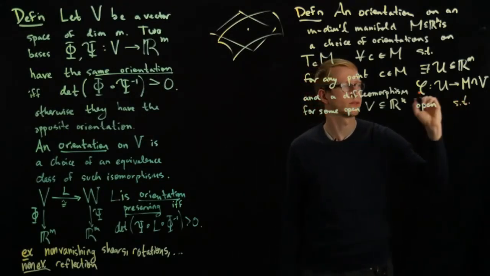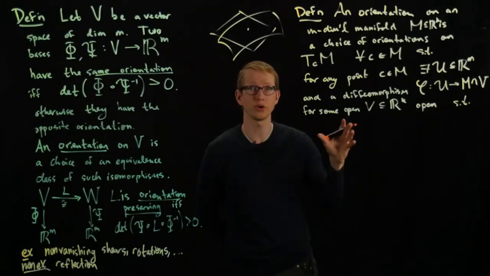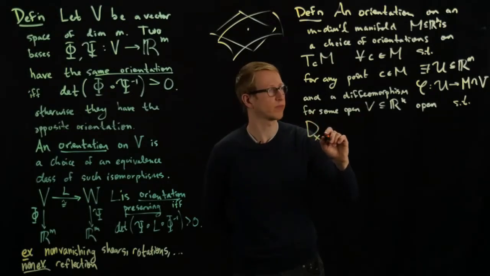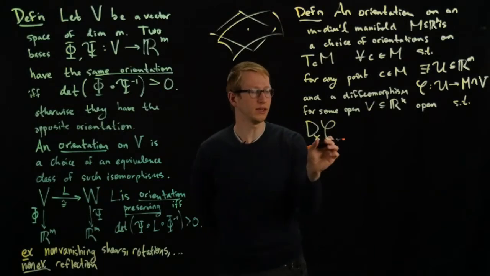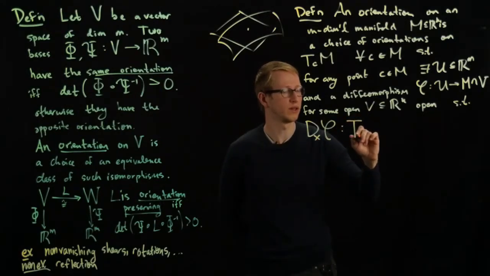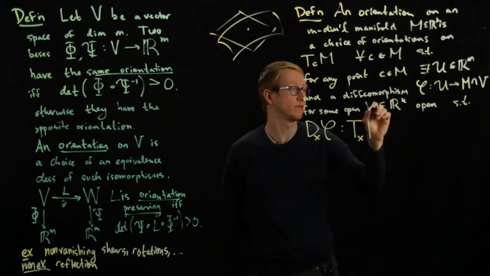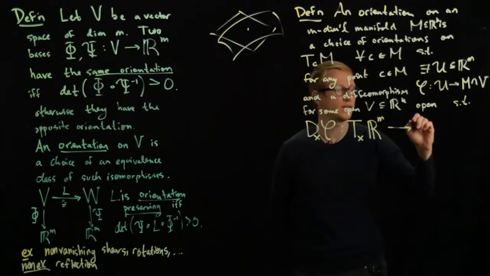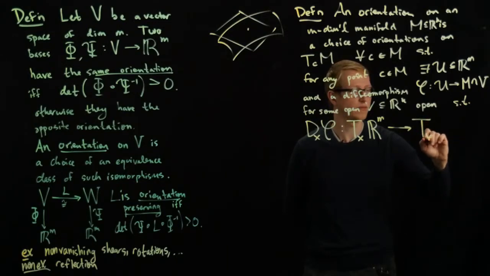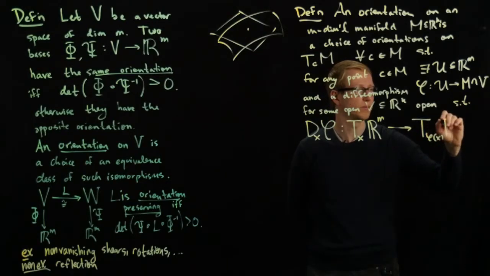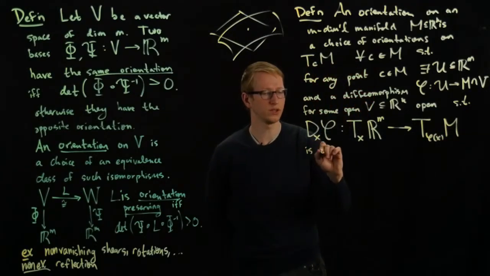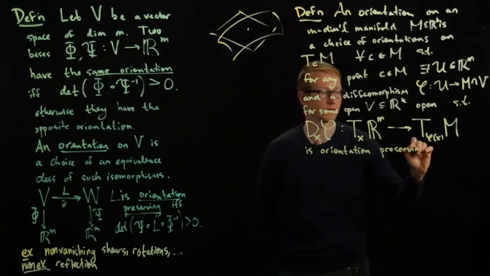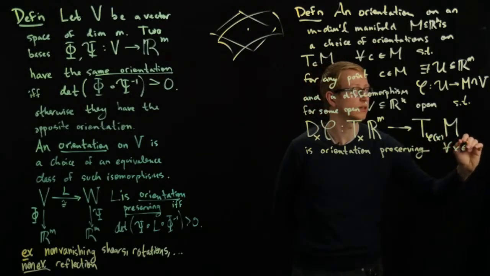Such that, and the condition we want is that the orientation doesn't depend on which point we pick. So we have that the differential at any point x in U, which is a function from T_x of U, but U is the same thing as our R^m, to the tangent space of the manifold at the point phi of x in M, is orientation preserving for all x in U.